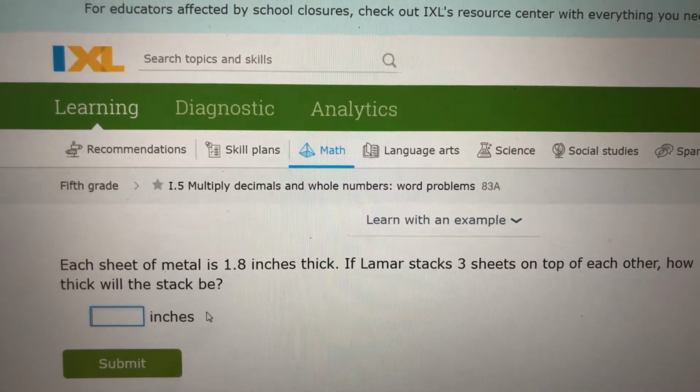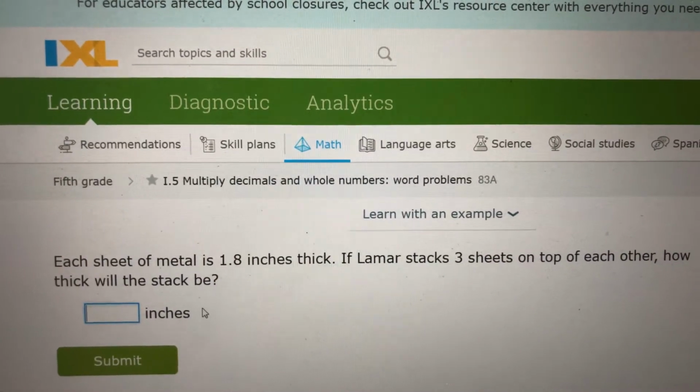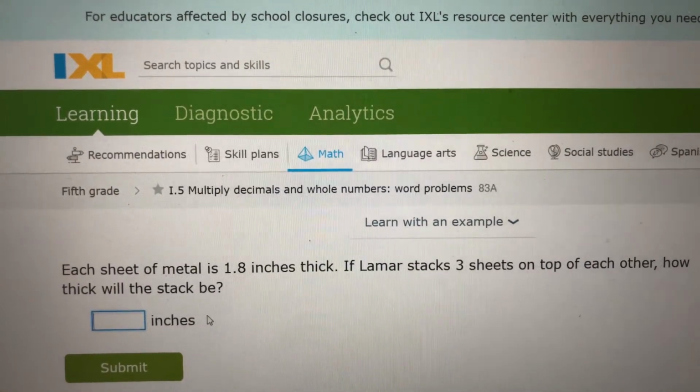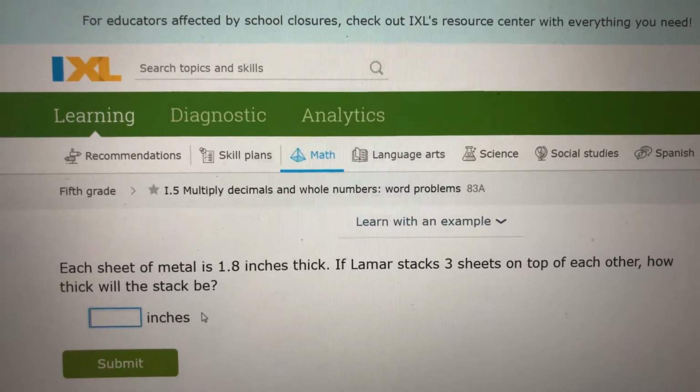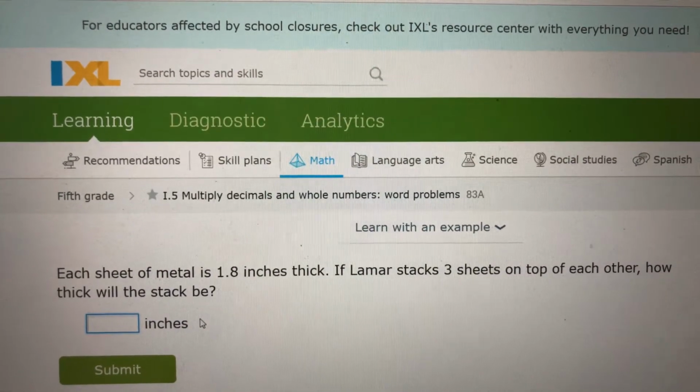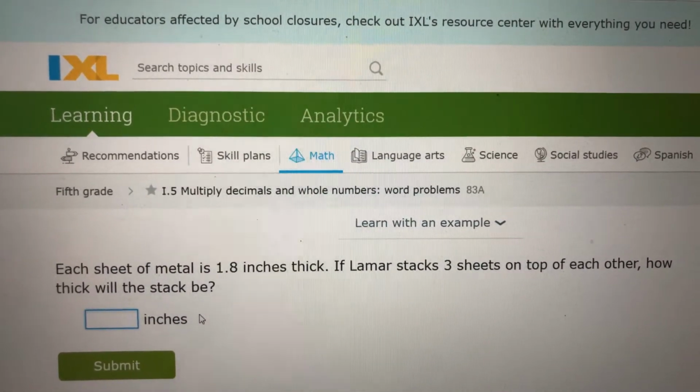Hello everybody, welcome to IXL multiplying decimals I.5. We're going to cover I.5 and I.6 today. So multiplying decimals and whole numbers using word problems.